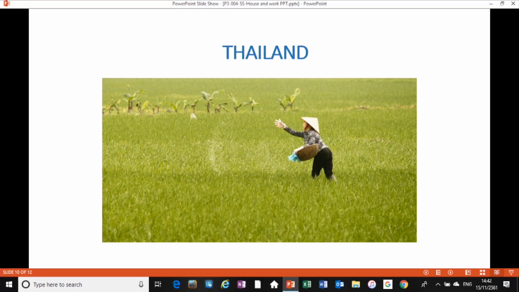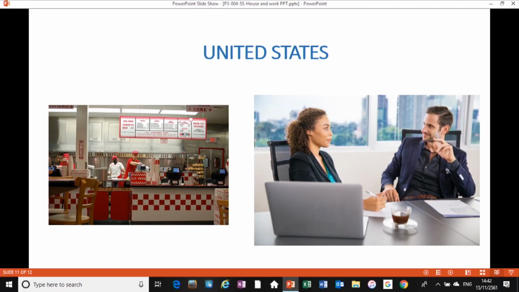Thailand. What's happening here? Are they making the rice? This is the rice field. So they are planting the rice. Here we have the fast food store and the business people. This is United States, or America. Excellent.